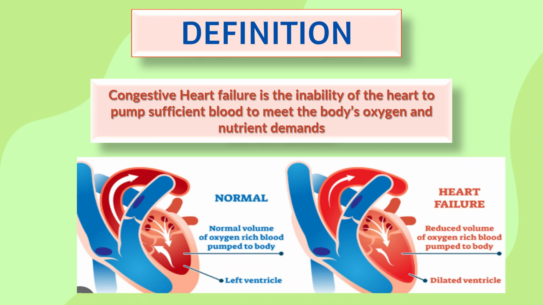Now, how do you define it? Congestive heart failure is the inability of the heart to pump a sufficient amount of blood to meet the oxygen and nutrient demands of the heart and the body. You can see in the picture that in a normal heart, the normal volume of oxygenated blood is pumped into the body via the left ventricle and it's happening smoothly. But in heart failure, the volume of oxygenated blood becomes reduced because of the resistant ventricles, whatever the etiological factors may be, and so your oxygen-rich blood is not going efficiently to the different parts of the body.